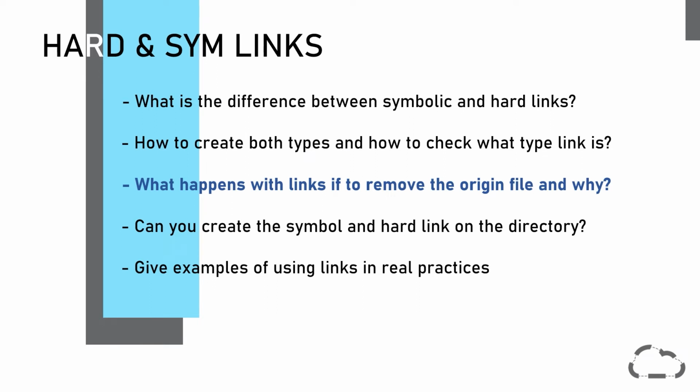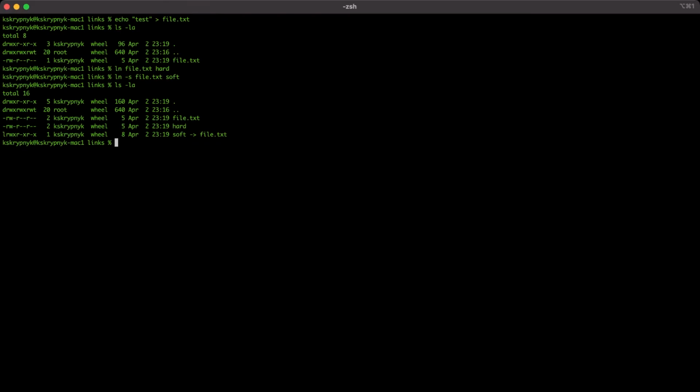Easy, you already know it. The hard link will work, because it knows where the data is. The symlink will stop working, because it's searching for the pointer, not the data, which is already deleted. Back to the console. Now remove the origin file and try to use them. As you can see, we can use only the hard link. The soft link is unavailable, as we expected.